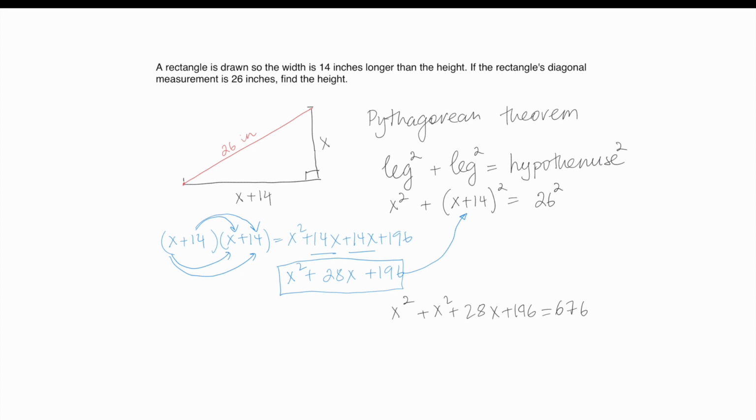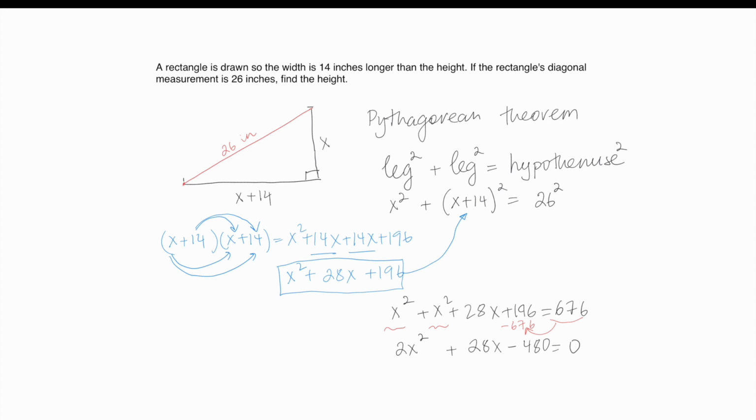So now I want to clean it up a little more. I will combine this x squared and this x squared here. That will give me 2x squared. And then the 28x will follow. And I will go ahead and subtract 676 from this 196 because I need to have a 0 on the other side. This is a quadratic equation. Negative 480. I used to have it equal to 676, but I moved 676 to the left, so it's now a 0. All that's left to do is to solve this equation either using factoring or the quadratic formula.